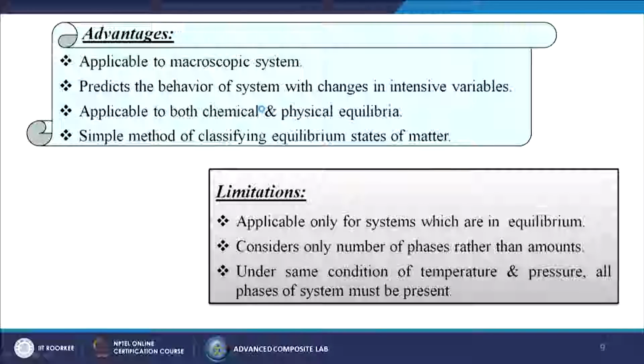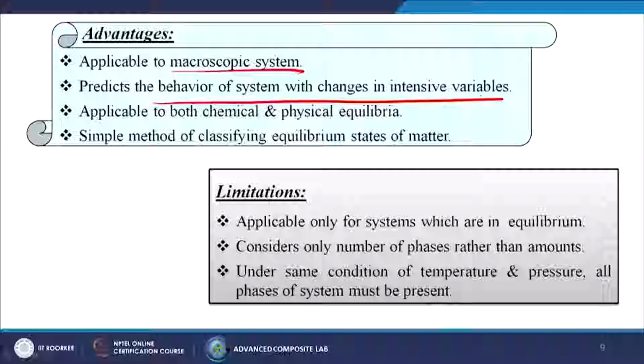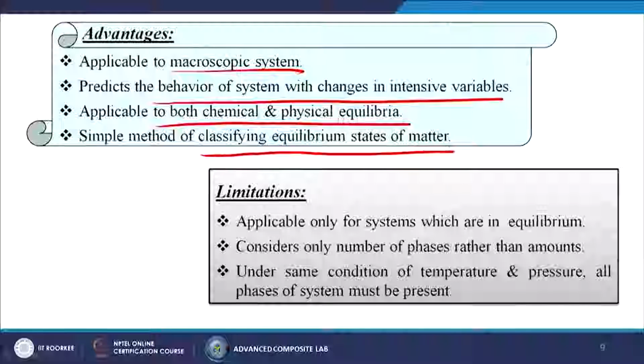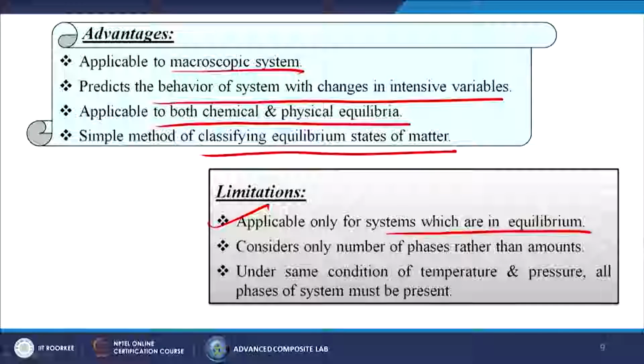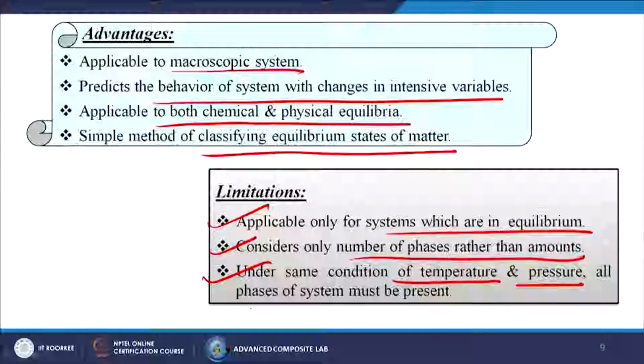So, now what are the advantages? It is generally applicable to macroscopic systems, predicts the behavior of a system with changes in intensive variables, is applicable to both chemical and physical equilibria, and is a simple method of classifying equilibrium states of matter. But of course, there are certain limitations. What are those? It is applicable only for systems which are in equilibrium, and it is not possible for a non-equilibrium system. It considers only the number of phases rather than amounts; it will tell you the number of phases, but the amounts are difficult. Under the same conditions of temperature and pressure, all phases of the system must be present.